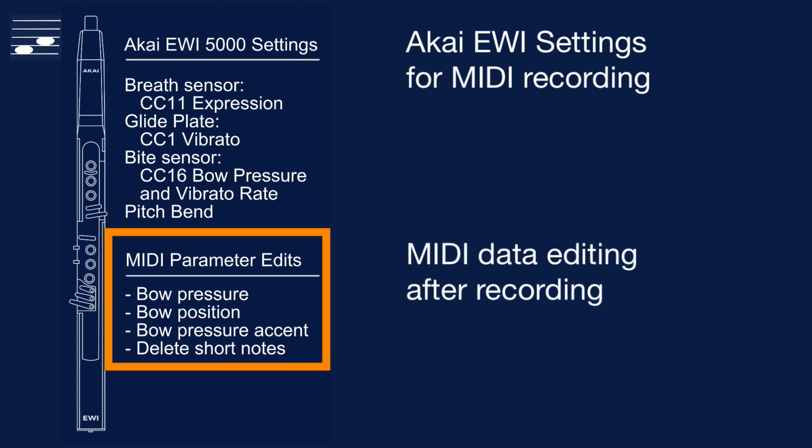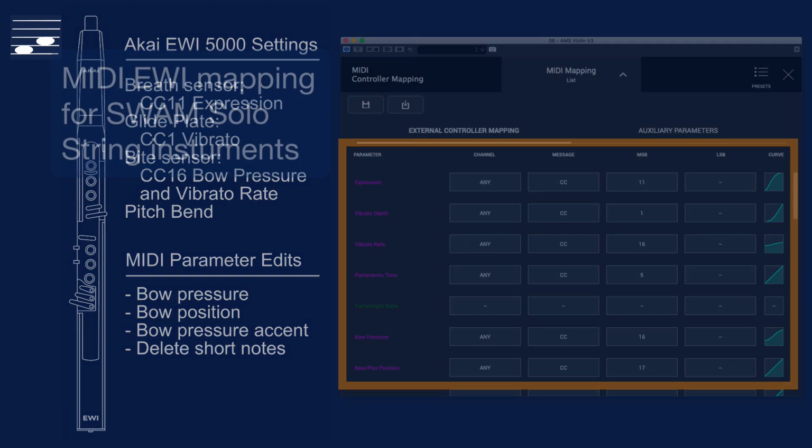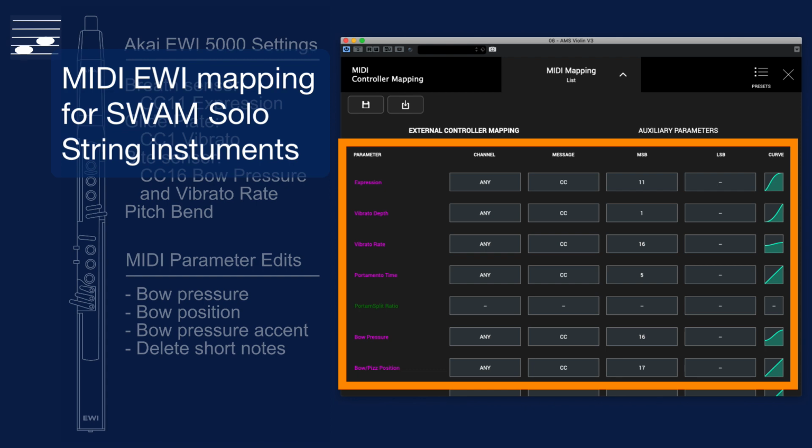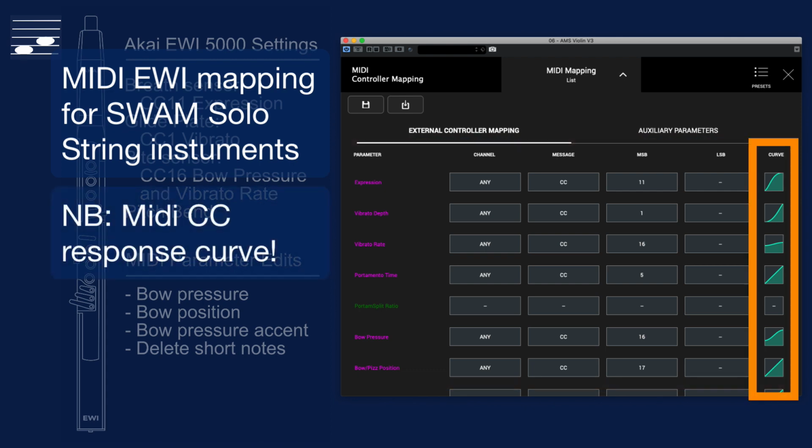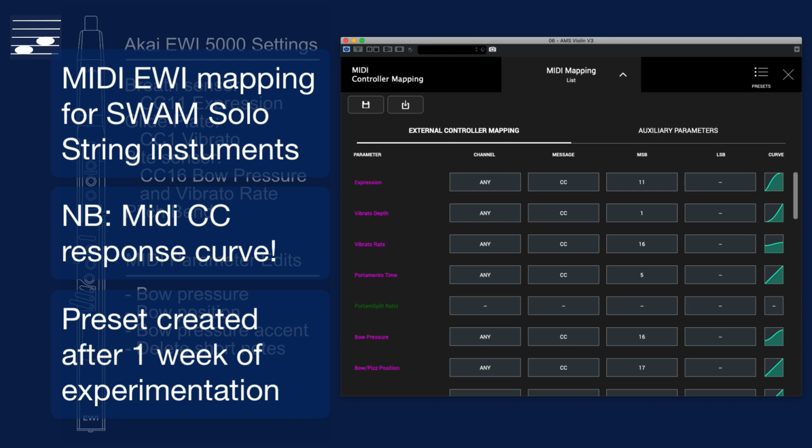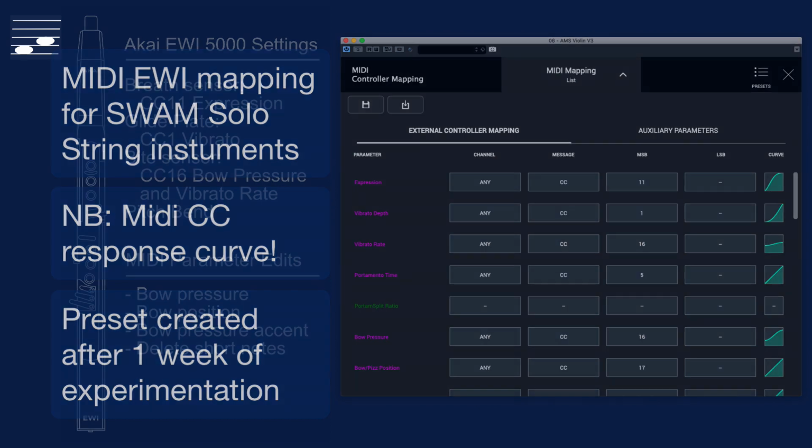After recording MIDI patterns, I do limited editing in order to benefit from the bow pressure, position and accent controls available for SWAM instruments. All examples in this video were created in one day of recording, editing and mixing in Cubase. Here you see the MIDI mapping table for SWAM instruments, a long list of controllable parameters. A new addition I find most useful is the option of editing the MIDI response curve, a feature I used already in these first EWI recordings.